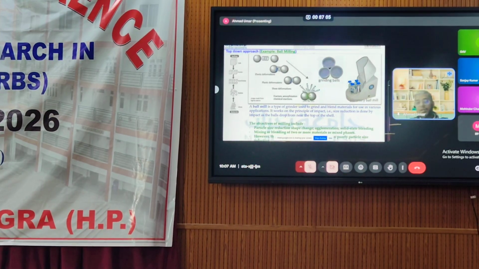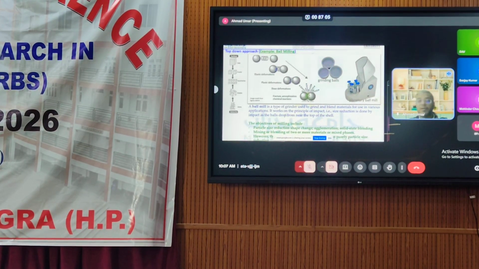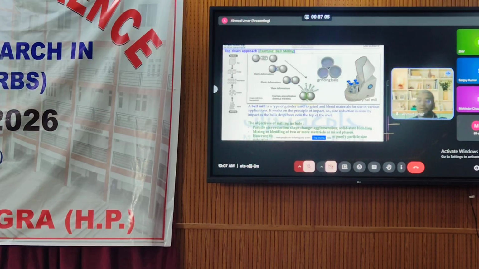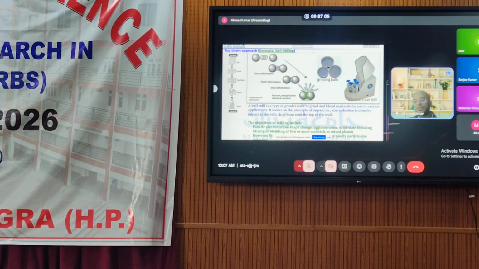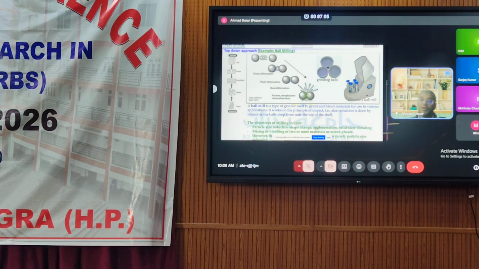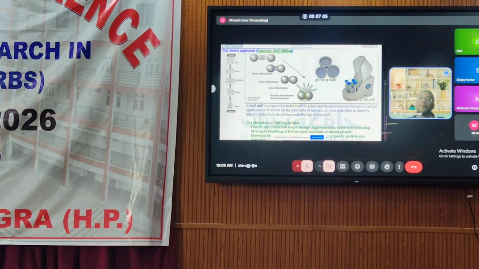I will give you some examples. I chose two examples in each section, the top-down approach and the bottom-up approach. In the top-down, I will give you one example of ball milling. You have a bulk material and you want to make particles of the size of the material.